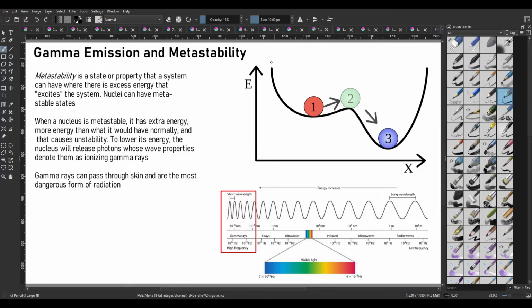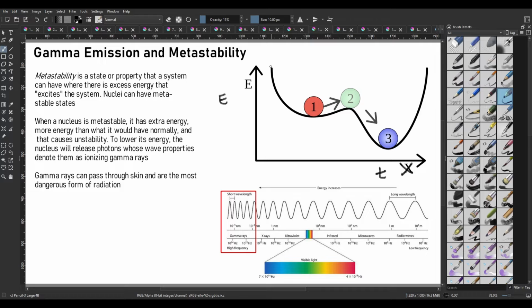Let's examine this graph over here. Metastability is what's depicted on this graph. So if I label this, we'll label particle 1, particle 2, particle 3. This is an electric potential graph. We'll call this X, and this is time, T for time, and this is energy for electric potential. So this is the state of a system as time goes on.